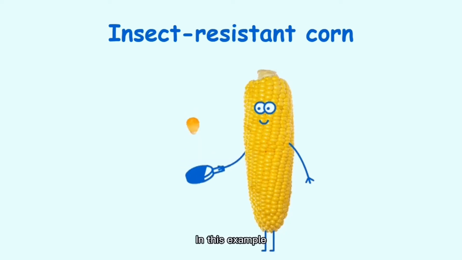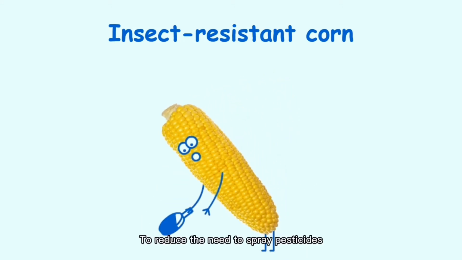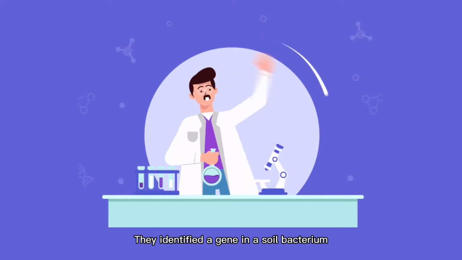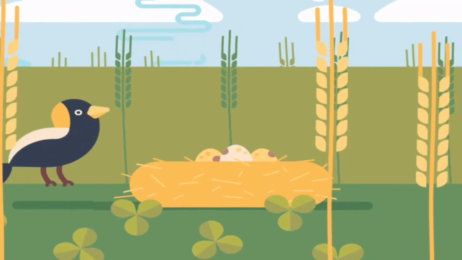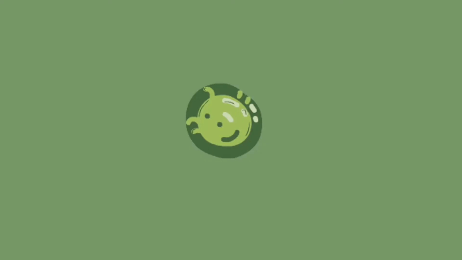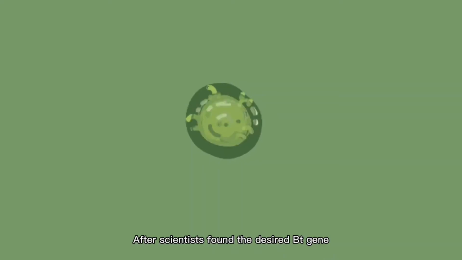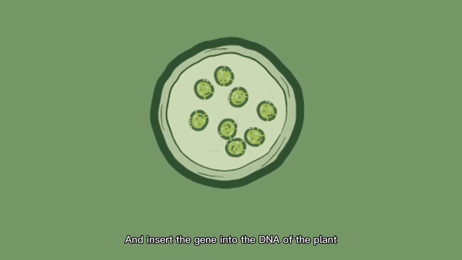In this example, scientists wanted to create insect-resistant corn to reduce the need to spray pesticides. They identified a gene in a soil bacterium called Bacillus thuringiensis. It produces a natural insecticide that is always being used in agriculture. After scientists found the desired BT gene, they copied that gene by cloning. They combine DNA segments together and insert the gene into the DNA of the plant.